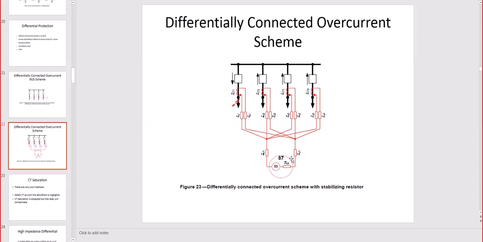So now we implement the 87, as you see, with a 50. Basically it is an instantaneous trip on the difference between the two legs of the CT's current. And as an example, you may have a fault on the first feeder on the left hand side. So what you can see here is also the direction of the currents: on the left first feeder, we will feed the fault from the bus, and the other feeders will change the direction of current because they are all going into the fault.